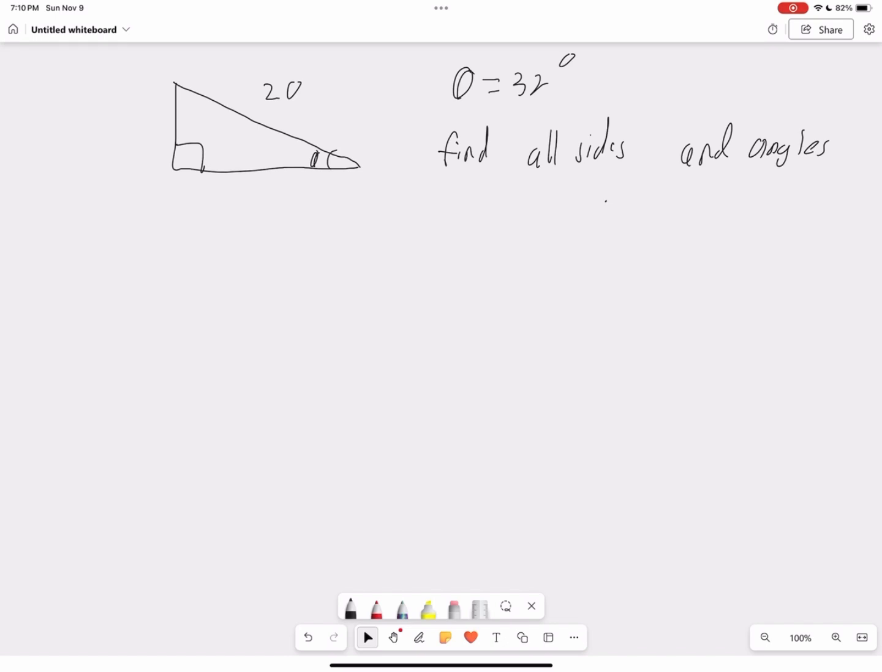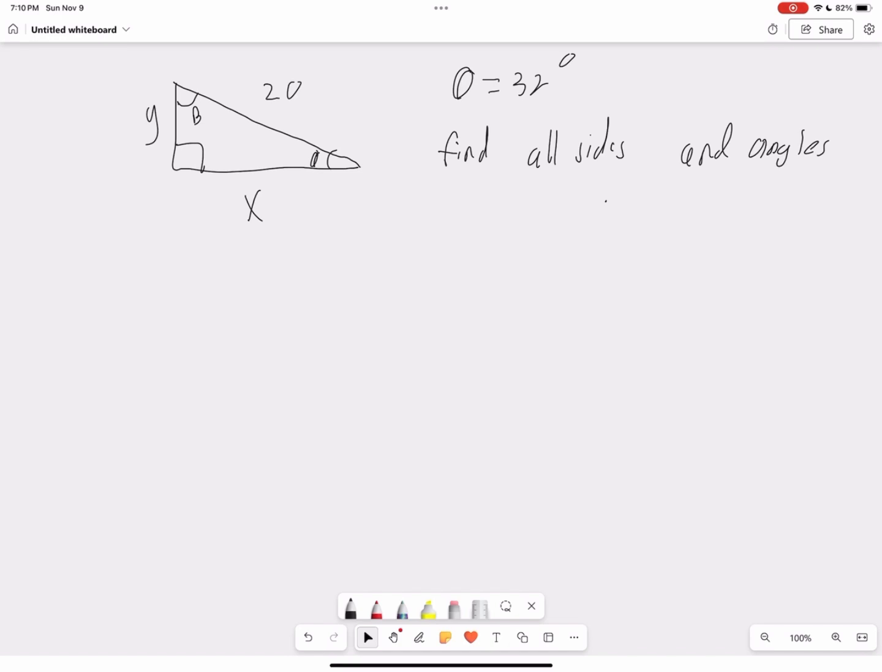This problem gives us an angle. It says theta equals 32 degrees and tells us to find all sides and angles. Right away, I can tell from the get-go that we're missing this side, let's call this x, and we're missing this side, let's call this y, and we're missing an angle, let's call this beta.